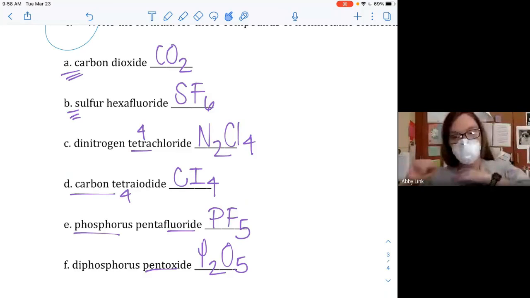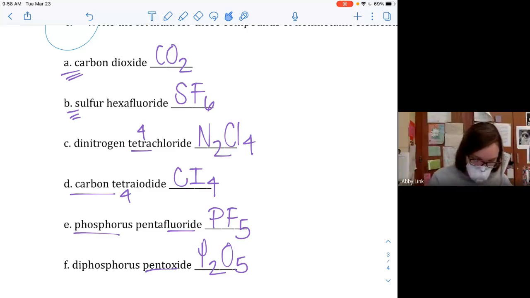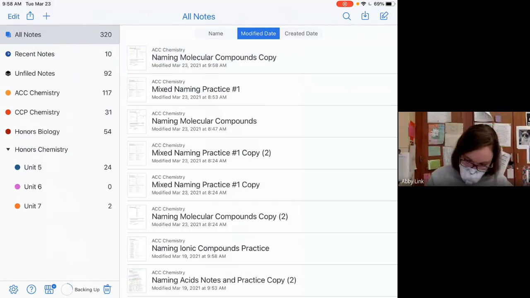Any questions or concerns on number 4, A through F? Everybody feels pretty confident with this? All right, guys, so let's take a look at your assignment for today. It is the mixed naming practice, okay?